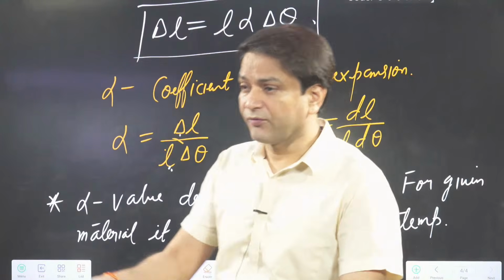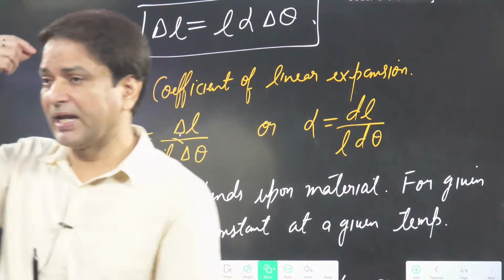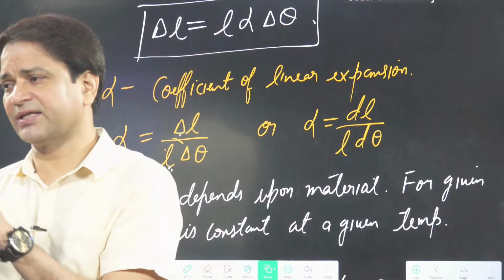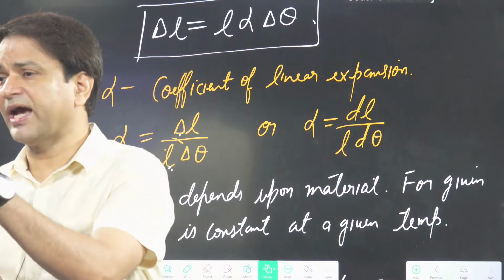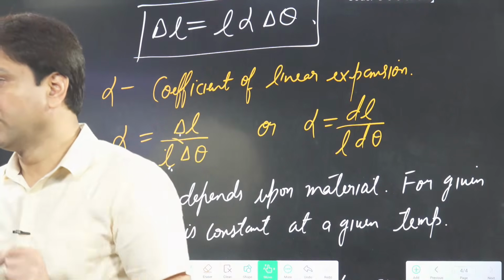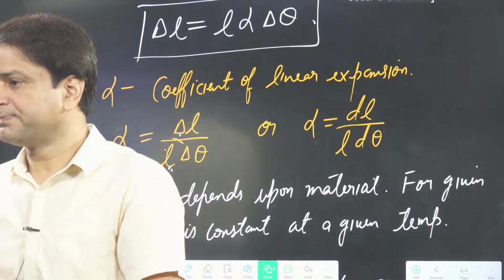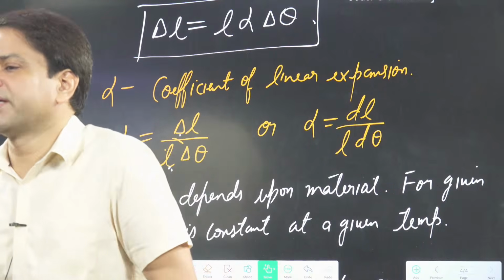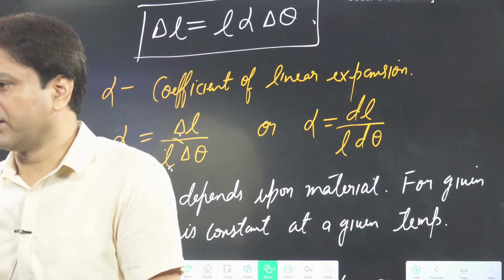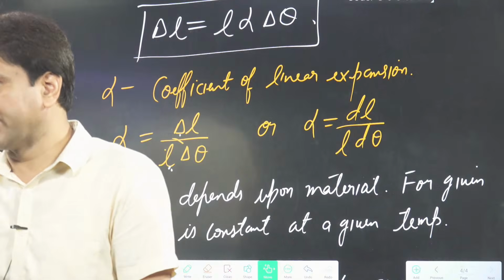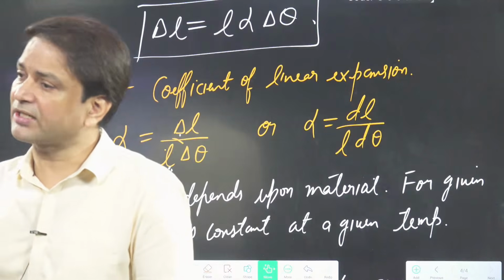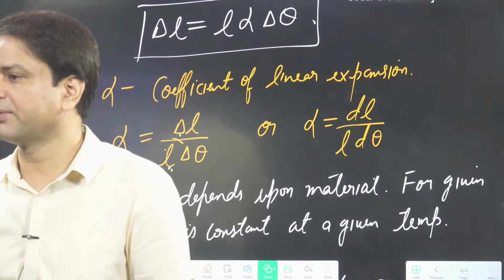So listen, if alpha is more, L is the same and delta theta is the same, so whose delta L will be more? Whose alpha is more? What we have to remember is that the material with the more value of alpha will expand more on heating and contract more on cooling. Again, I repeat.